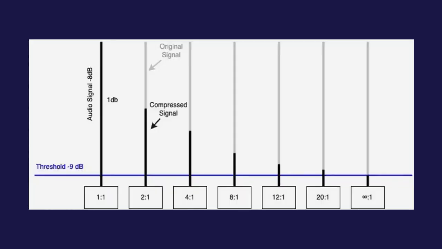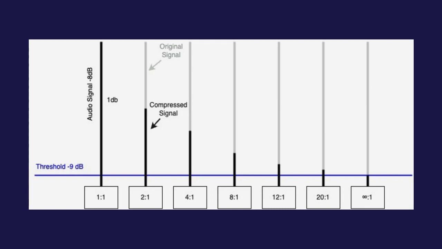In this diagram, we can see the threshold set at -9 dB, but the audio signal at -8. That means that the audio is going over the threshold by 1 dB. So if we set our ratio at 1:1, we still get 1 dB over. If we set our ratio at 2:1, we get half of the 1 dB because we've done 2:1. And then as you go higher and higher on the ratio, you'll be able to reduce more and more of that above the threshold volume.